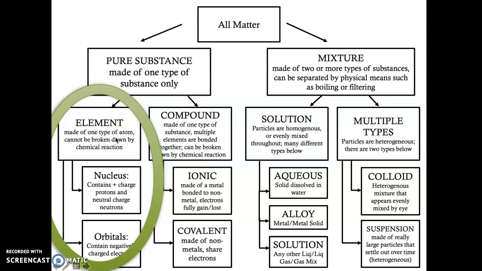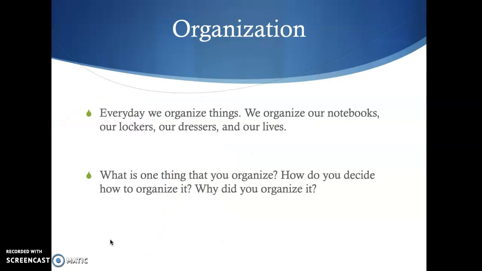Okay, so one type of atom that cannot be broken down with a chemical reaction. It has a positively charged nucleus and negatively charged electrons in what we call orbitals, and we'll learn more about that later this week. So think about organization. Every day we organize things, whether it's our closets, our dressers, our lives, or our iPads, whatever it might be. So think in your mind, what is one thing you organize and how do you decide to organize it? And why did you organize it?